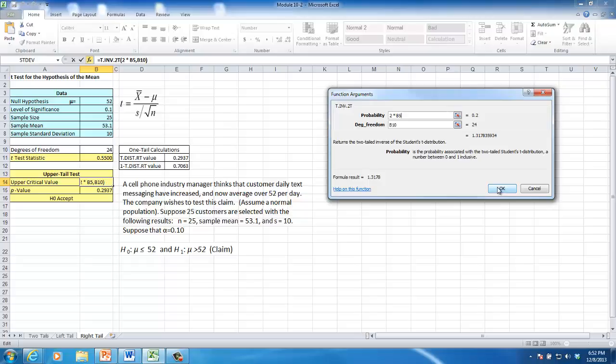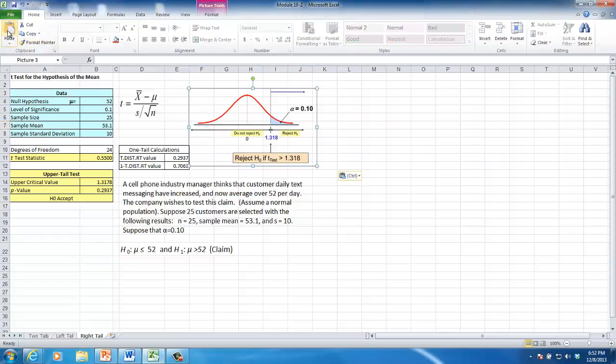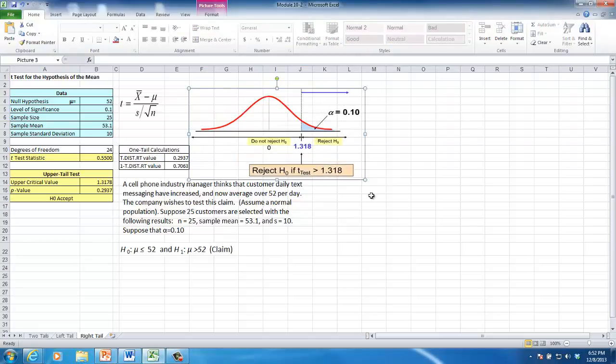So when I hit enter or OK here, I can see the upper critical value or right tail is 1.3178. I like to bring the graphic here so we can discuss on the graphic. Let me paste this. Okay, I pasted this. So I rounded up 1.3178, so it becomes 1.318. So any number on the right side will fall in the reject H0 area, or accept H1. Anything less than 1.318 would be do not reject H0, which means accept H0, reject H1.